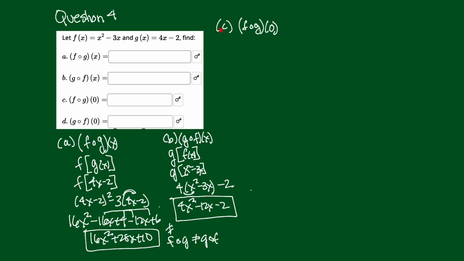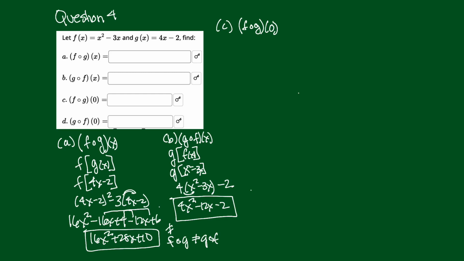Now, part C says to compute f of g at 0. Now look, we went through all this work that says this. F circle g at any value of x, you can use this expression to make that computation. So why don't we just use it? We went through all that work, let's use it. So I'm going to use this expression right here. I'm going to take that 0, and I'm going to replace all the x's here with that 0.